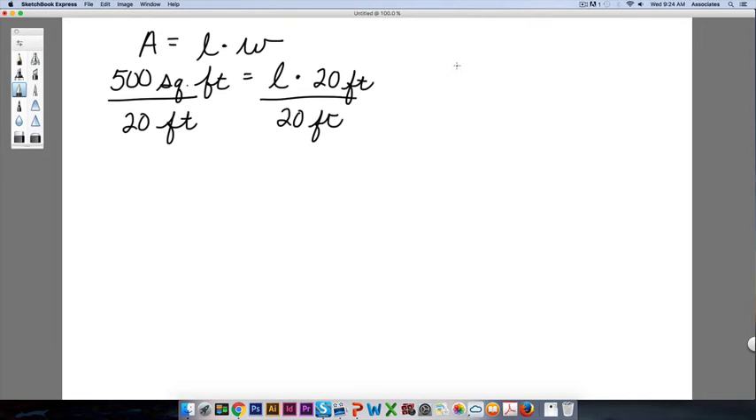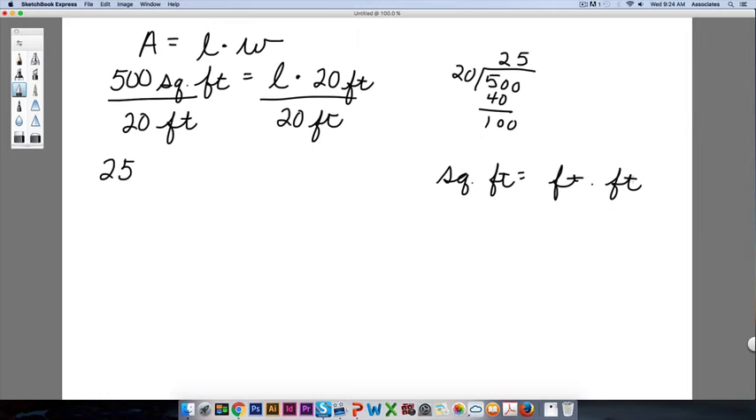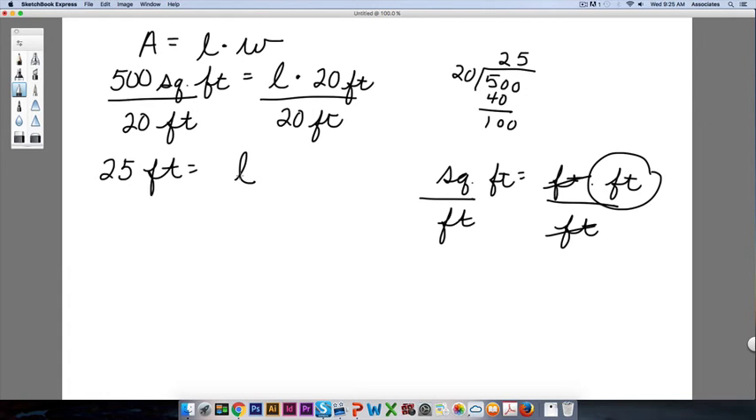So mathematically, I divide 20 into 500. I go 2 times, which is 40. 20 into that goes 5 times, so I get 25. Now I've got to look, what does square feet mean? Square feet means feet times feet. That's divided by feet, and this is just like in the unit conversion. Feet cancel with feet and leave me an answer of feet. So the length is 25 feet, which makes sense. But I wanted to show you why it was. So double check your answer with mine.